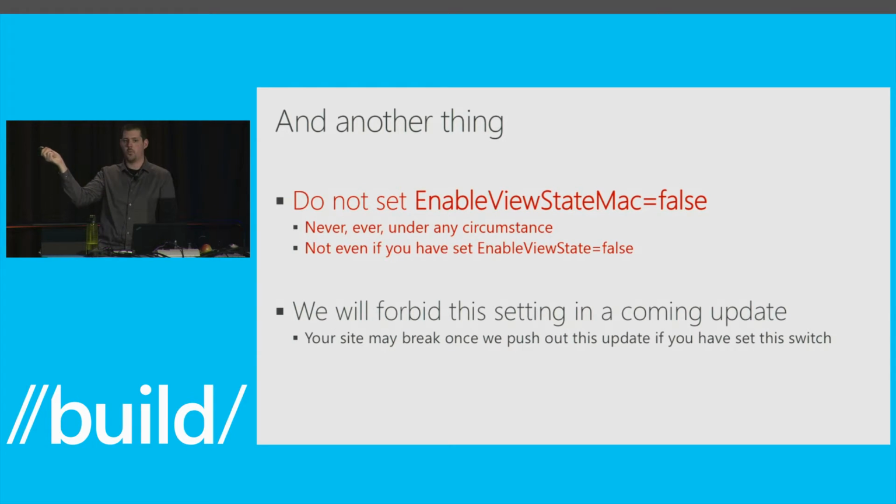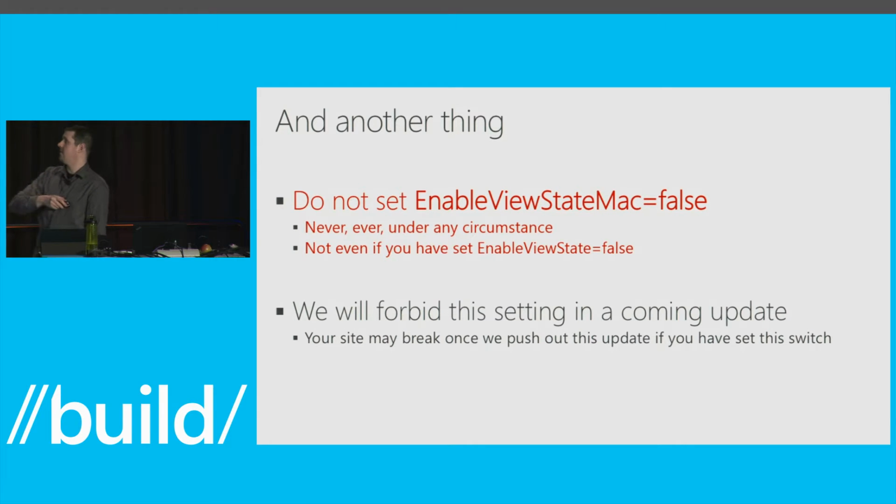If you are doing this, we will find you. We will find you and we will hunt you down. If you do this, we might break you. We do plan on, in the future, forbidding setting this. This is extremely serious. Do not ever, under any circumstance, set this property to false. We are so serious about this that we are going to break you if you do it in the near future. So just be aware of that.